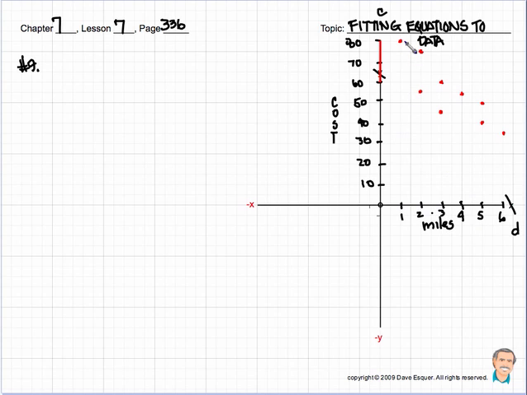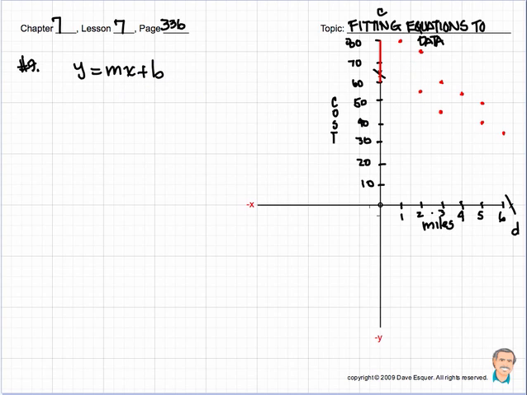So the first point was (1, 80), (2, 75), (2, 55), (3, 60), (3, 45), (4, 50), (5, 40), (5, 50), and the last point was (6, 35). So here's the data. Obviously it's not a straight line, but we're going to try to use this equation y = mx + b to see if we can fit an equation.